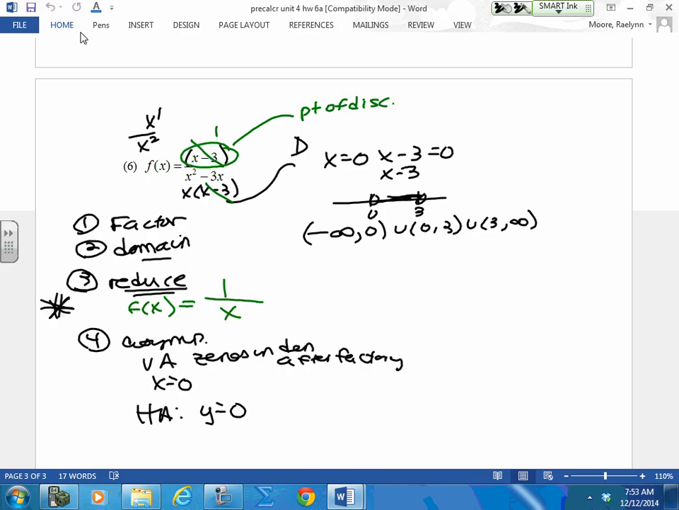When the degree in the numerator is greater than the degree in the denominator, you don't have a horizontal asymptote. Then you have a slant. All right, so let's see what this thing is going to look like. We're going to sketch it over here.